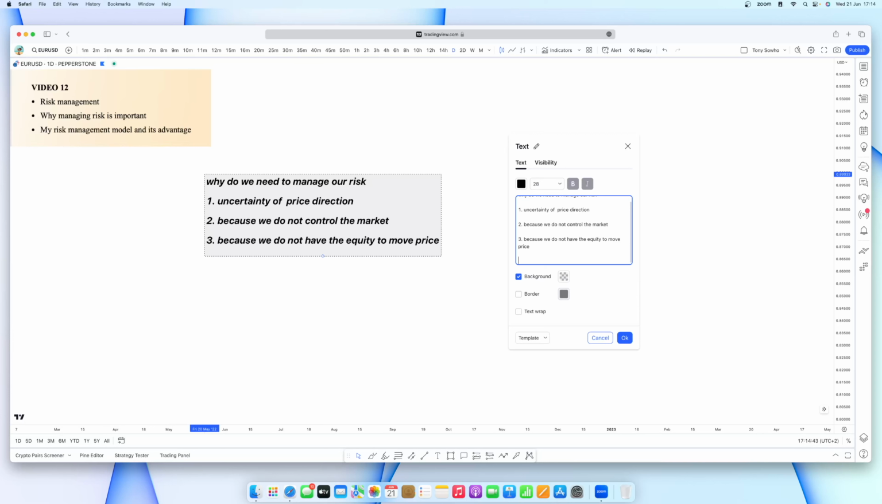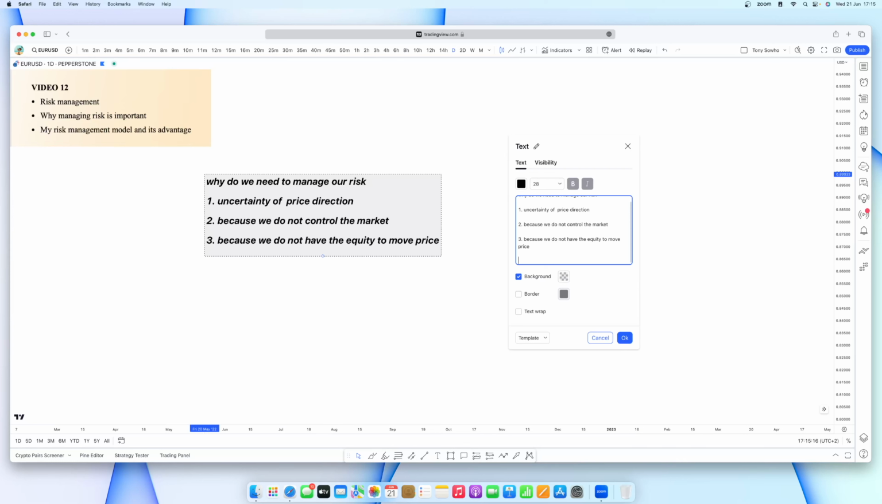In as much as I know where price is going to go to, by the end of this training, you should be able to tell market direction. When you see a price chart, you should be able to say Euro USD will buy from here. GBP USD should buy from here. You understand? You can call market tops and bottoms. You understand? But then it is not certain. Why? Because we do not control the market. And why is it that we cannot control the market? Because we do not have the equity to move price.